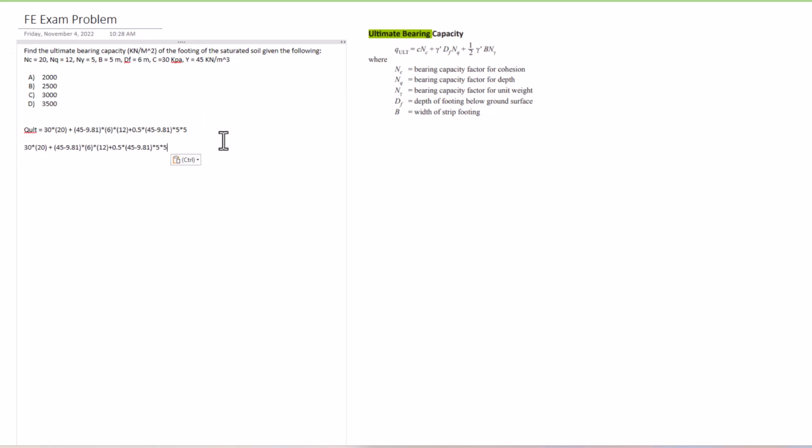I would suggest using the calculator that you're going to use on the test. And we get 3573.555 kilonewtons per meter squared. It looks like D is the closest answer, and we're going to go with that. So that's how to solve for ultimate bearing capacity.